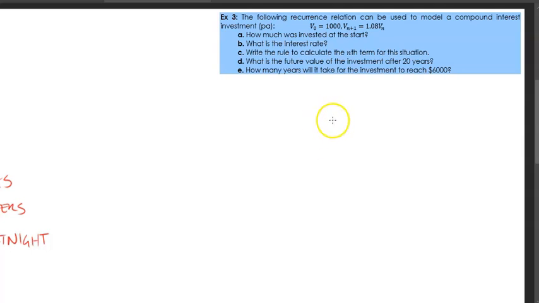Last example here. The following recurrence relation can be used to model a compound interest investment per annum. V of 0 is equal to 1,000. And to get the next term, you take the previous term and multiply by 1.08. First question, how much was invested at the start? Very simple. Investment at the start, $1,000.